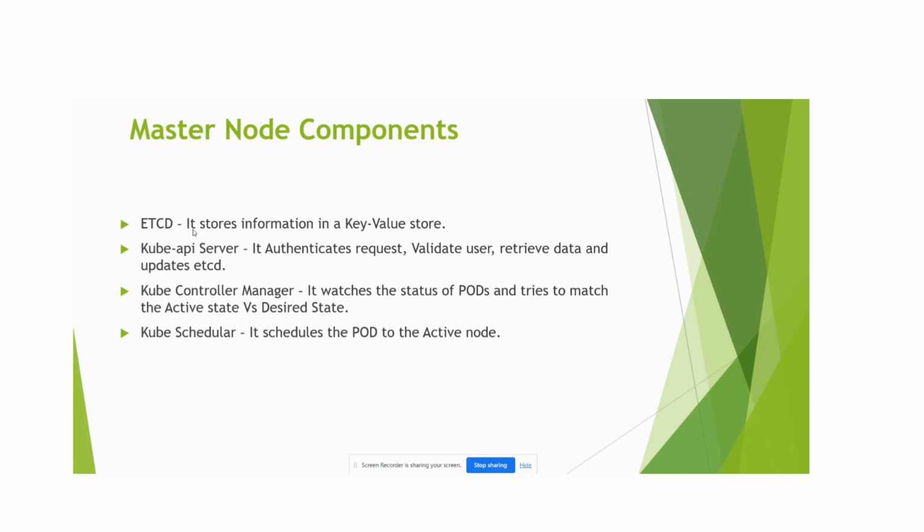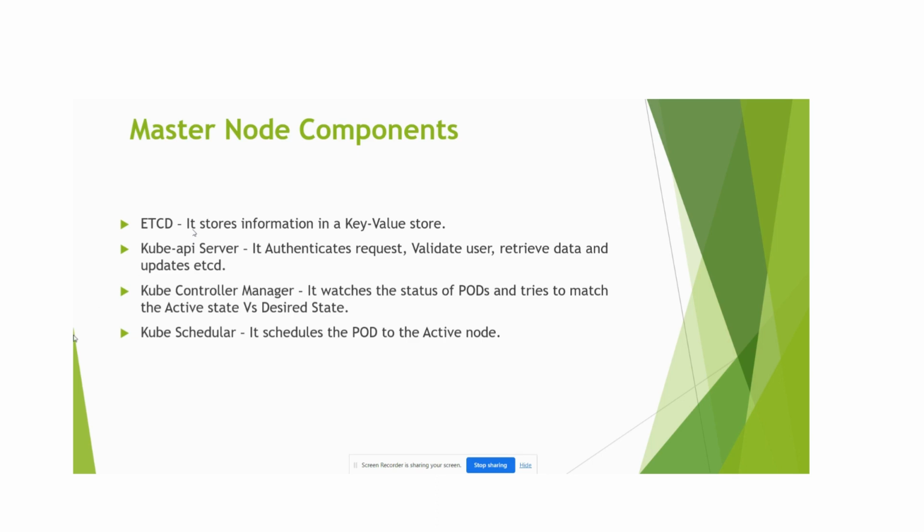Then it will pass that information to Kube API server, and Kube API server will take that request and update the etcd. It will check inside the etcd that the active state is different, right? And then it will process the request. It will create one more pod. Kube controller manager will not create the pod. It will just inform the API that something is wrong. And then API will take that request.